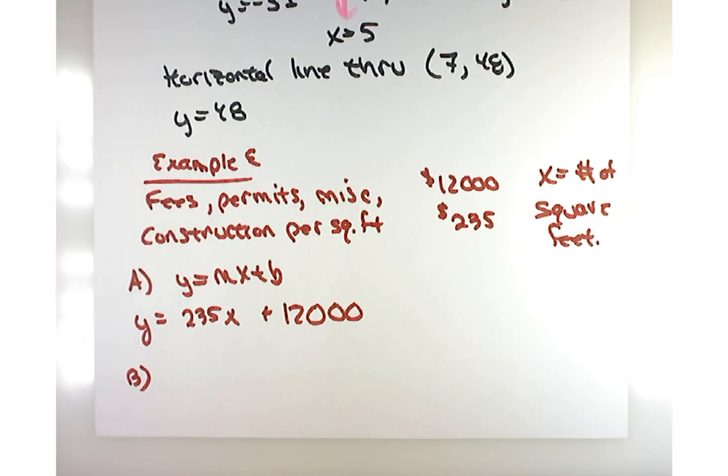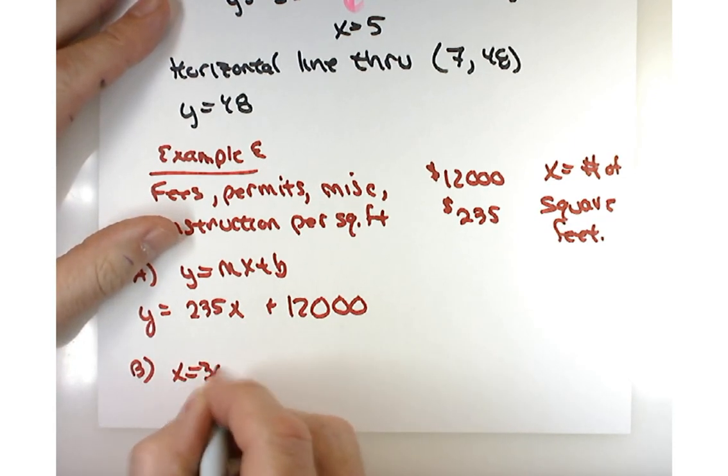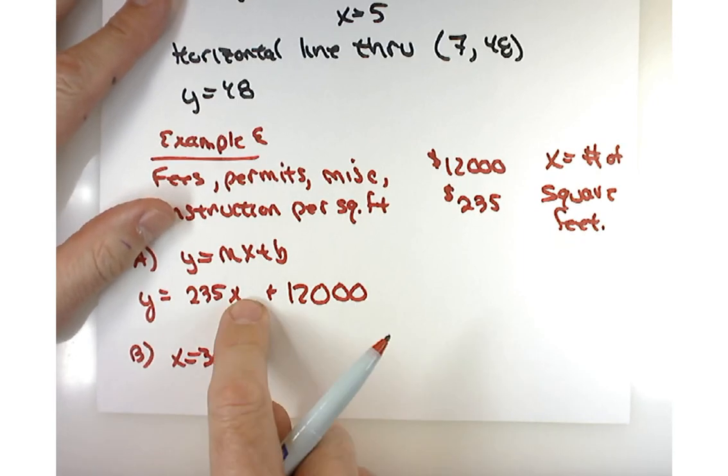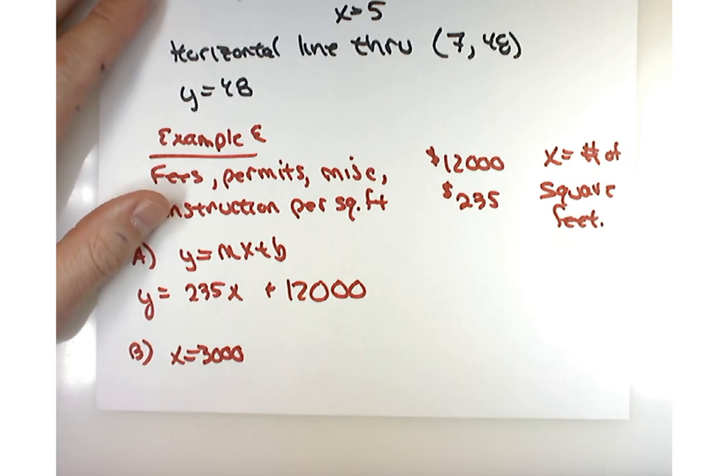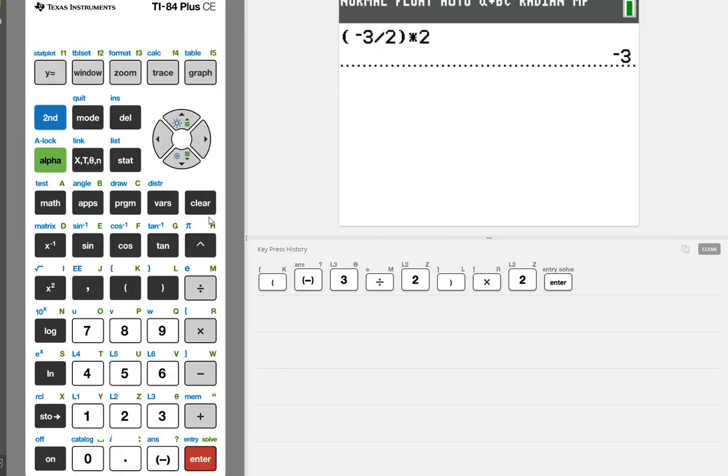All right. How much is your dream home of 3,000 square feet going to cost? Is that in the budget for you? How would I figure that out? Multiply 235 by 3,000, and then you would add the 12,000. Perfect. So if X equals 3,000, we're going to plug that in here, multiply by 235, and add 12,000. I think you're going to need a lot of cash, somewhere north of 750.